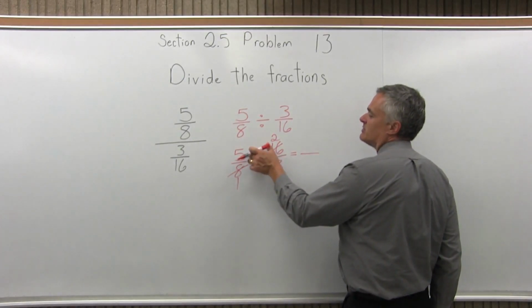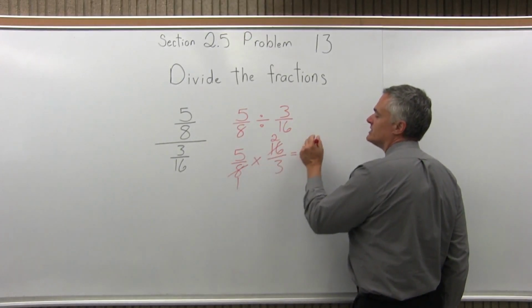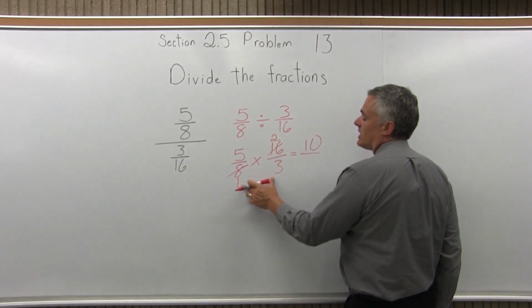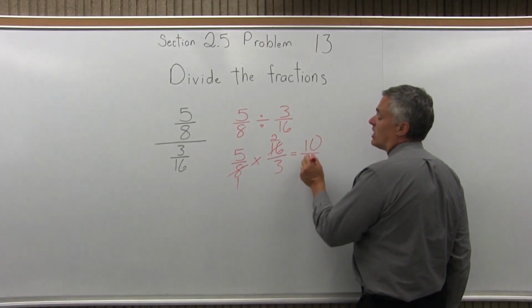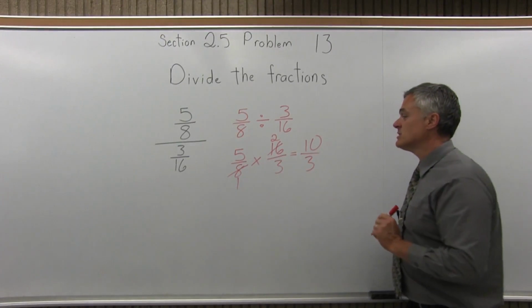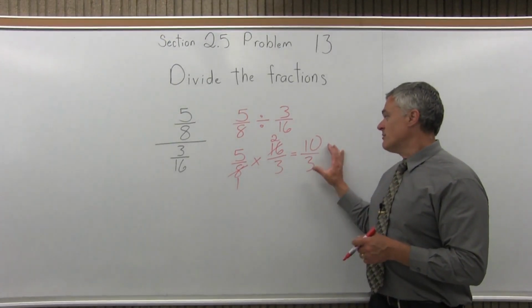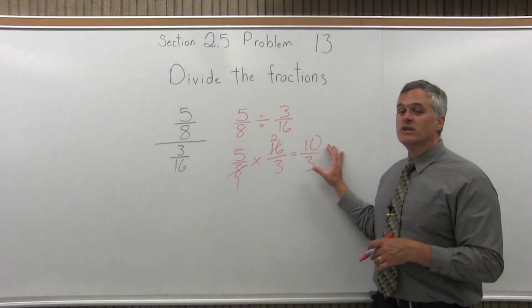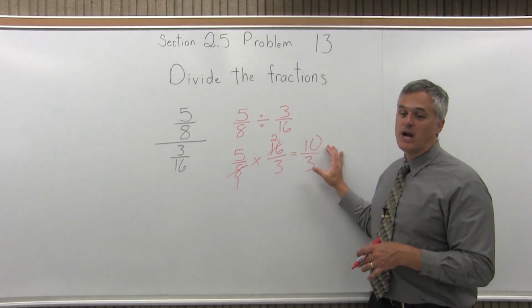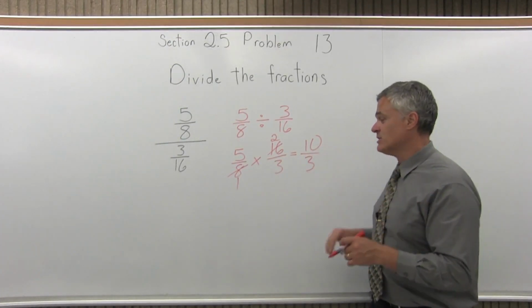So now top times top, I have 5 times 2, which is 10. And then bottom times bottom, or denominator times denominator, I have 1 times 3, which is 3. So I have 10/3, and that is the answer. Some math teachers, some books don't like you to leave your final answer as an improper fraction. If they don't specify, then 10/3 is good.